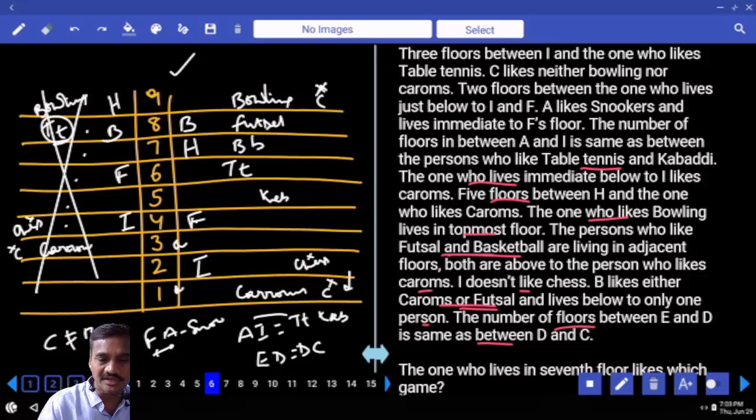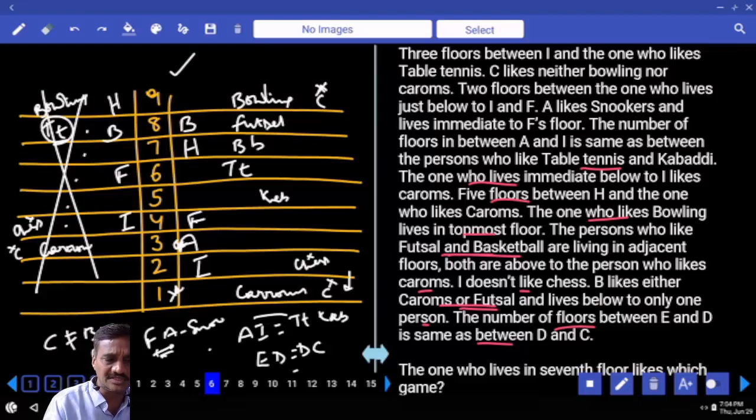Then E and D, D and C: D must be exactly between these two. Then any other information after this: F and A are adjacent to each other. A likes what? A likes snooker. As A likes snooker, where can we have A? A cannot be at this place, A must be here. And if A is here, then A and F are adjacent.